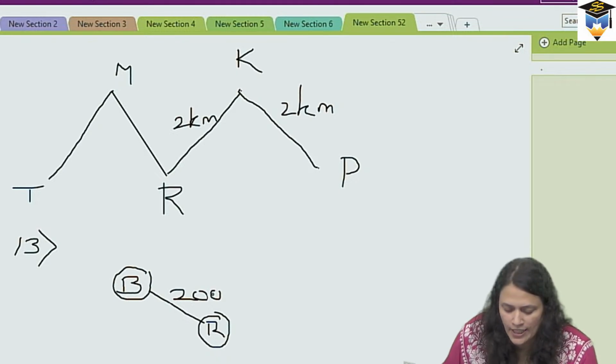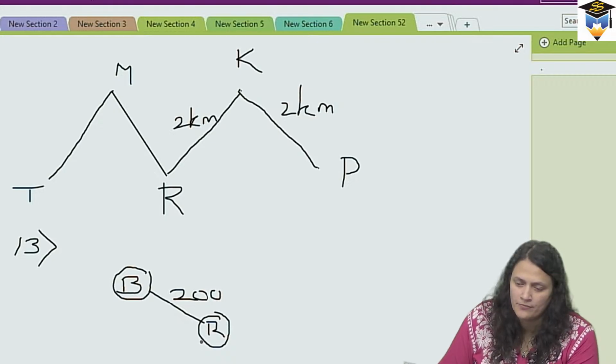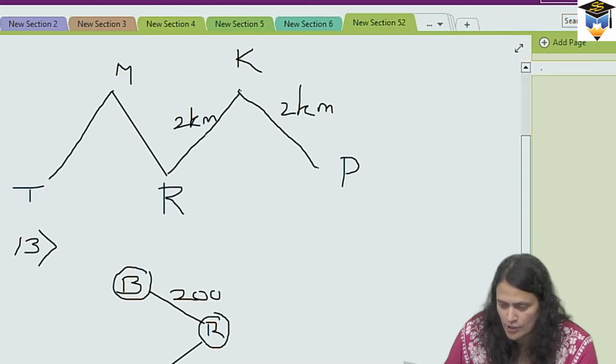Then Joseph is Rahim's neighbor and his house is located 200 meters away in the southwest. So southwest from this point. That will become this point. This is your southwest direction. So this is going to be Joseph. This is again 200.